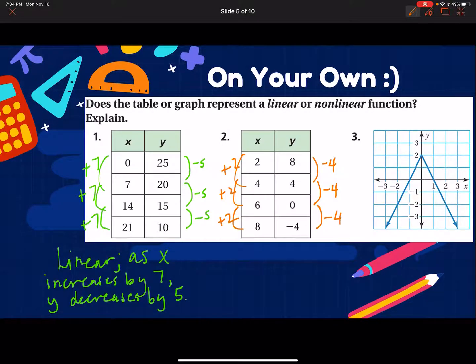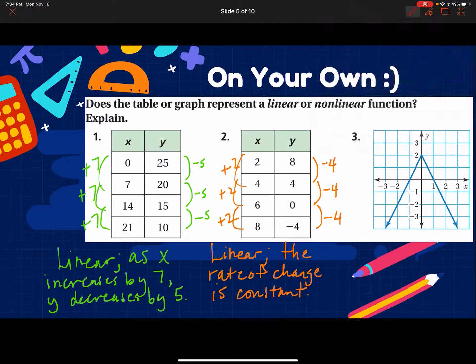So let's try that as an explanation. Number 2 is linear. The rate of change is constant. Now remember, another name for rate of change is slope.